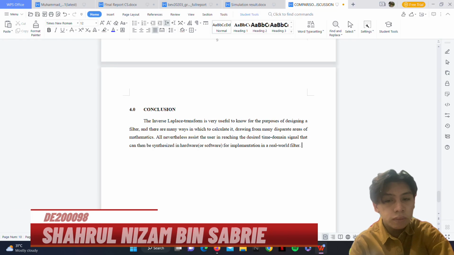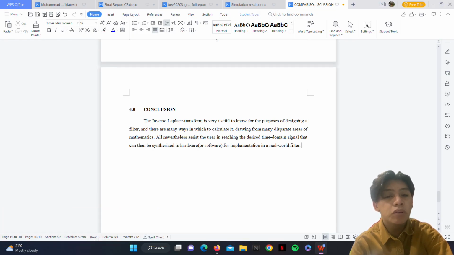In conclusion, the inverse Laplace transform is very useful to know for the purpose of designing a filter, and there are many ways in which to calculate it, drawing from many disparate areas of mathematics. All nevertheless assist the user in reaching the desired time domain signal that can be synthesized in hardware or software for implementation in a real-world filter.